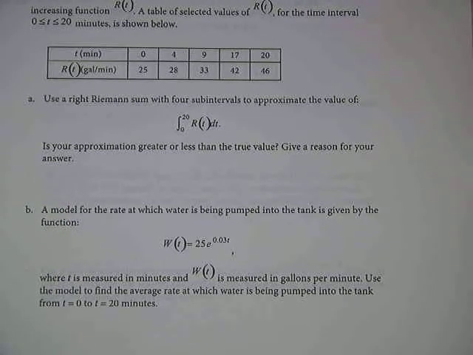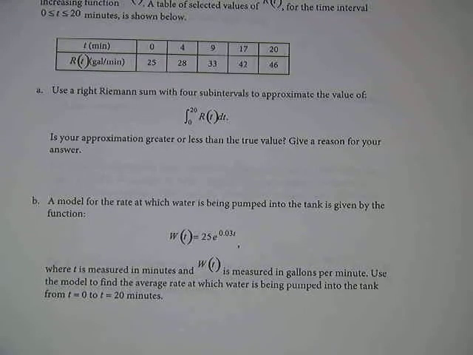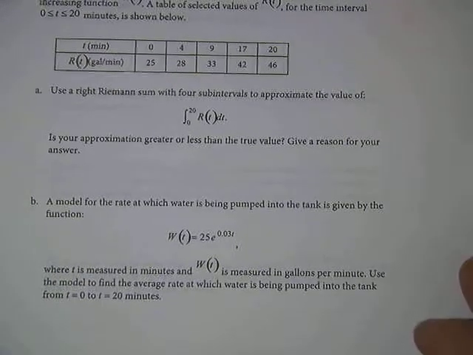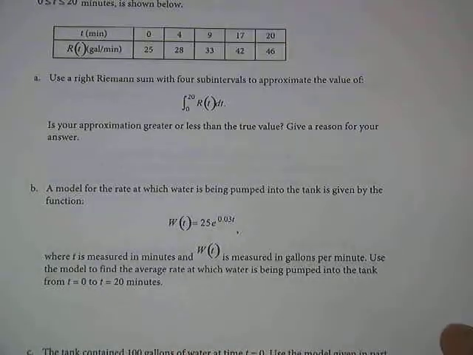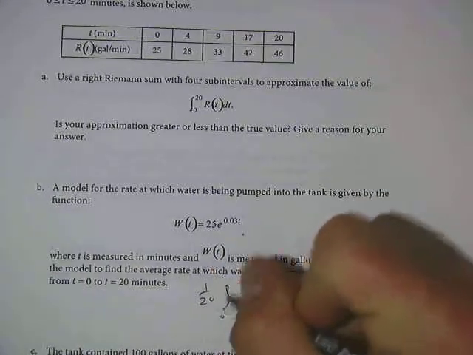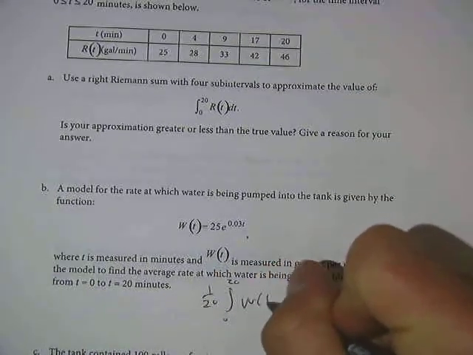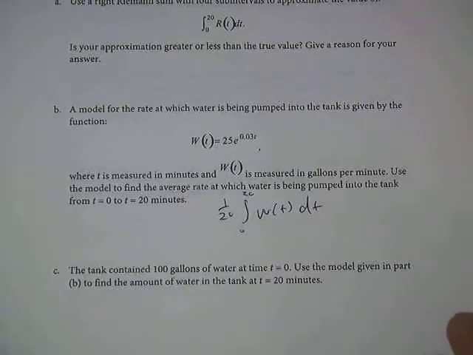This time we have a rate function here. Instead of a quantity function, we have a rate function with gallons per minute versus minutes. And if you look at part B, it says this R function is water being pumped into a tank. Part B gives us the rate at which water is being pumped into the tank. Instead of a table here, we have an actual equation.